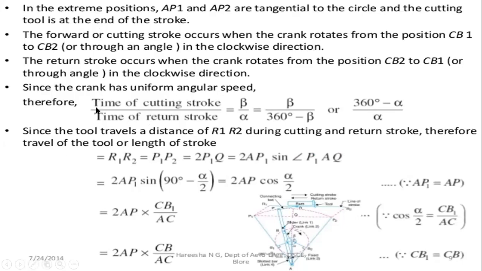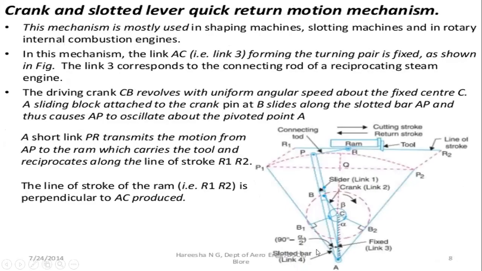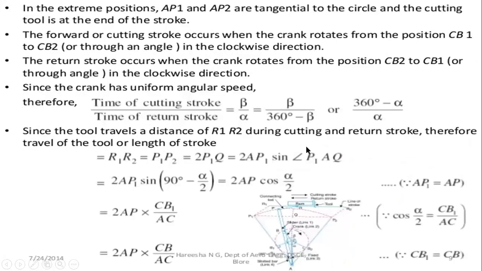So therefore time of cutting stroke by time of return stroke is equal to beta by alpha. సో కటింగ్ స్ట్రోక్ మొత్తాన్ని కూడా మనకు ఆల్ఫా బీటాగా తీసుకుని రిటర్న్ స్ట్రోక్ మొత్తాన్ని కూడా ఆల్ఫాగా తీసుకోవచ్చు. సో దట్ ఈస్ బీటా బై ఆల్ఫా. We can take it as beta by 360 minus beta. సో బీటా బై 360 మైనస్ బీటా, ఎందుకంటే బీటాలో నుంచి మిగిలిన యాంగిల్ తీసేయాలంటే టోటల్ 360 డిగ్రీస్ కదమ్మా. సో 360 డిగ్రీస్ లో నుంచి రిమైనింగ్ బీటా తీసేస్తే సరిపోతుంది. దట్ ఈస్ 360 మైనస్ బీటా.